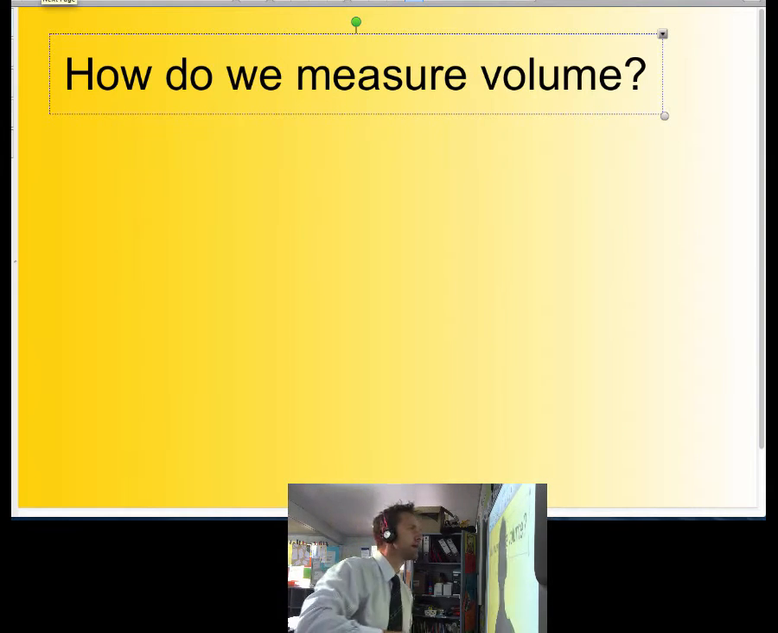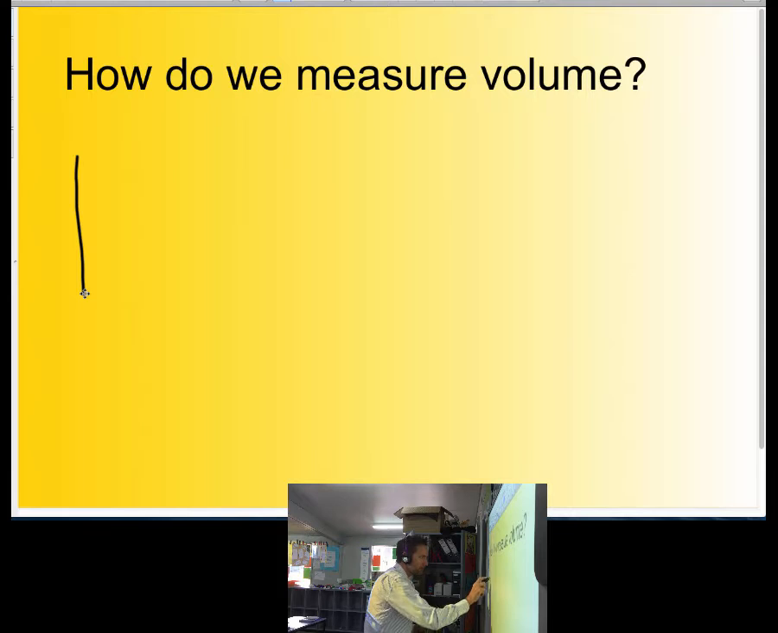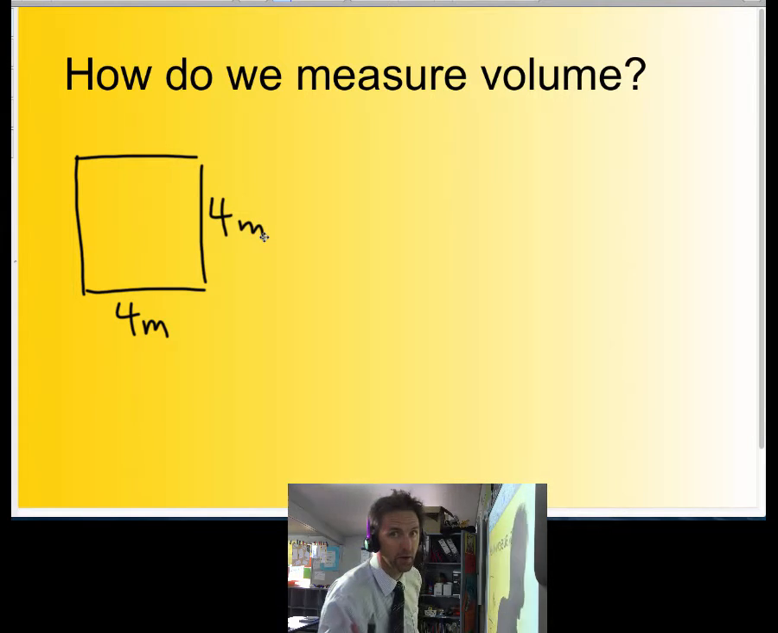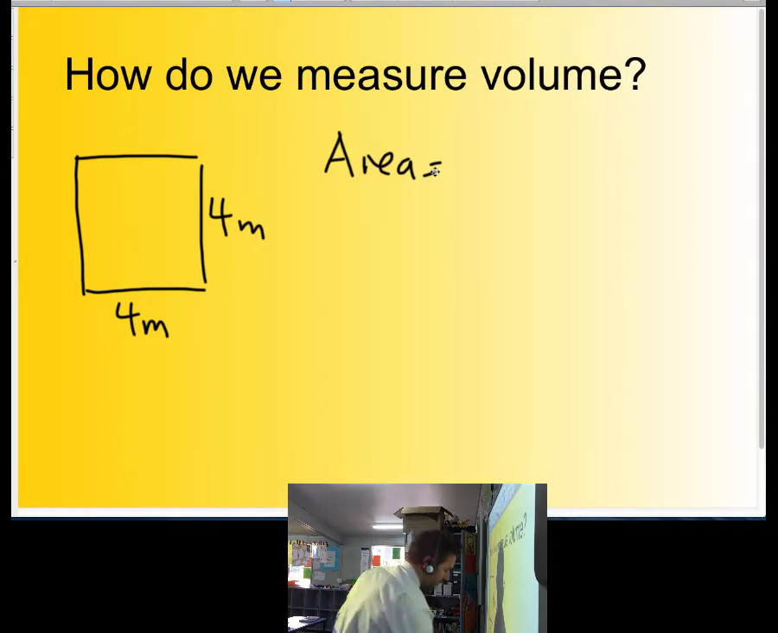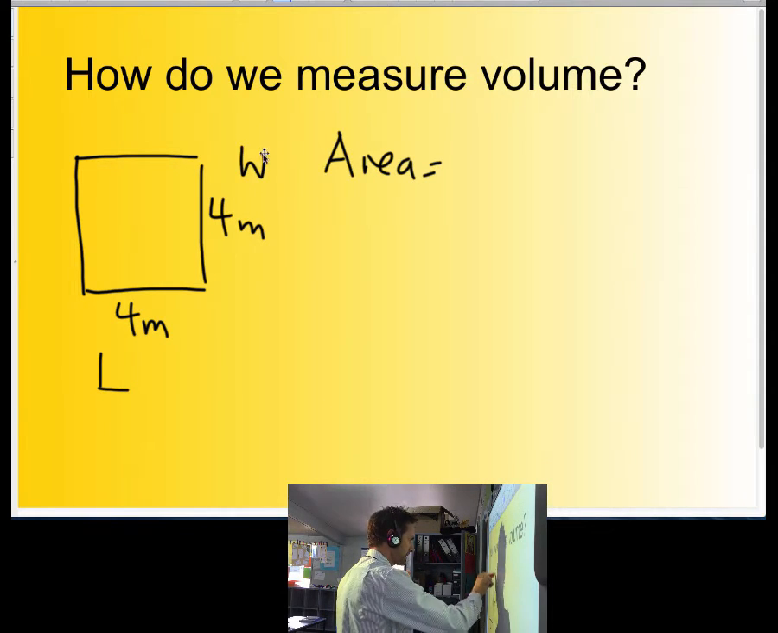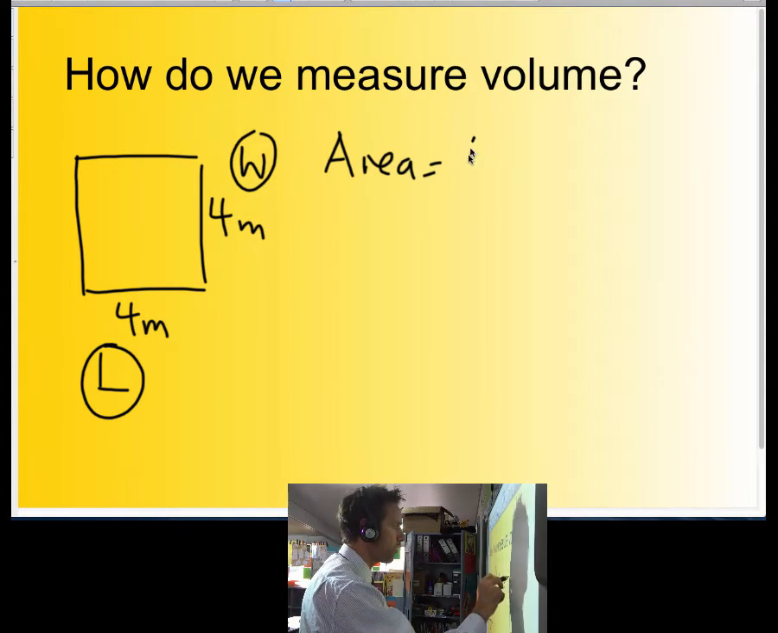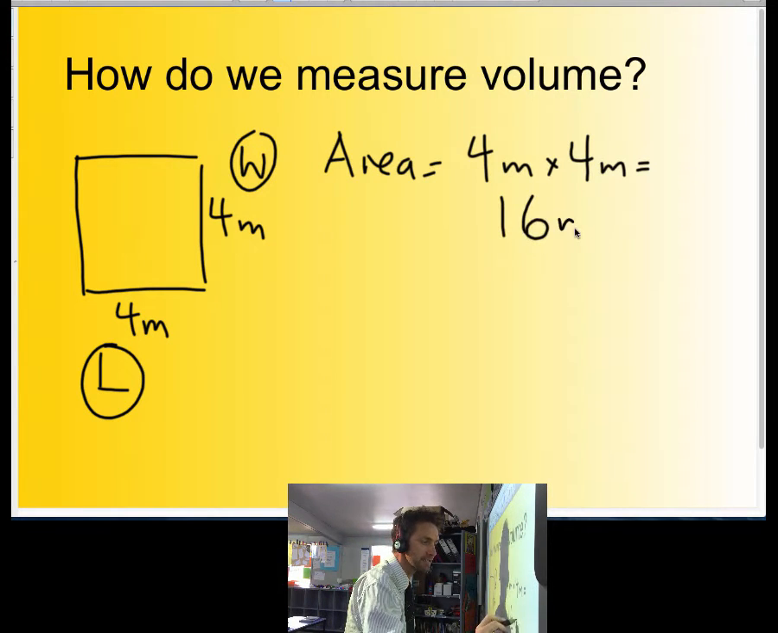So, how do we measure volume? Well, it's not like area, and if you need a reminder, let's have a look at area. Remember with area we had a nice square, where the bottom might be 4 meters and the side might be 4 meters. Area equals length times width. So here's our length and here's our width, and we go length times width, which was 4 meters times 4 meters, which equaled 16 meters squared.